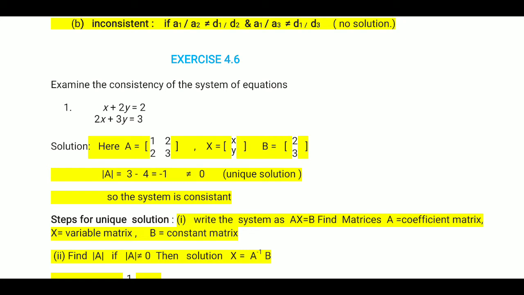So unknown matrix X will be having two unknowns x, y, and the constant matrix B is having elements 2, 3. This is the constant matrix. Now first we find the determinant value of A. Determinant value of A is here -1, that is non-zero. It means the system is having a unique solution, so the system is consistent.